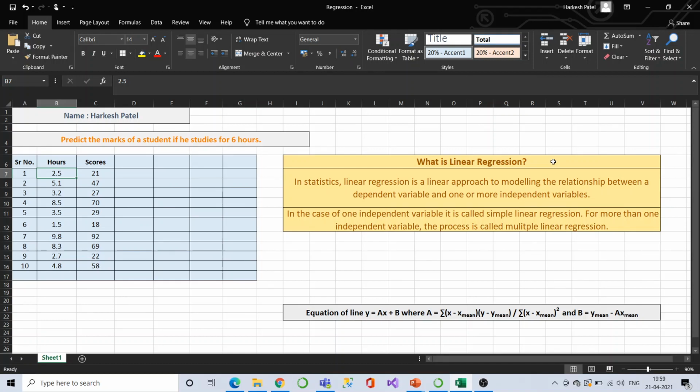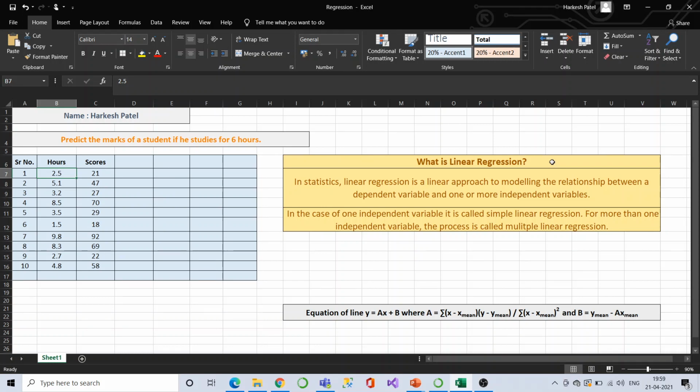Hello everyone, this is Harkesh Patel and I'm going to explain to you the least square method of linear regression in data science. Before jumping on to linear regression and least square method, let us know what is regression.